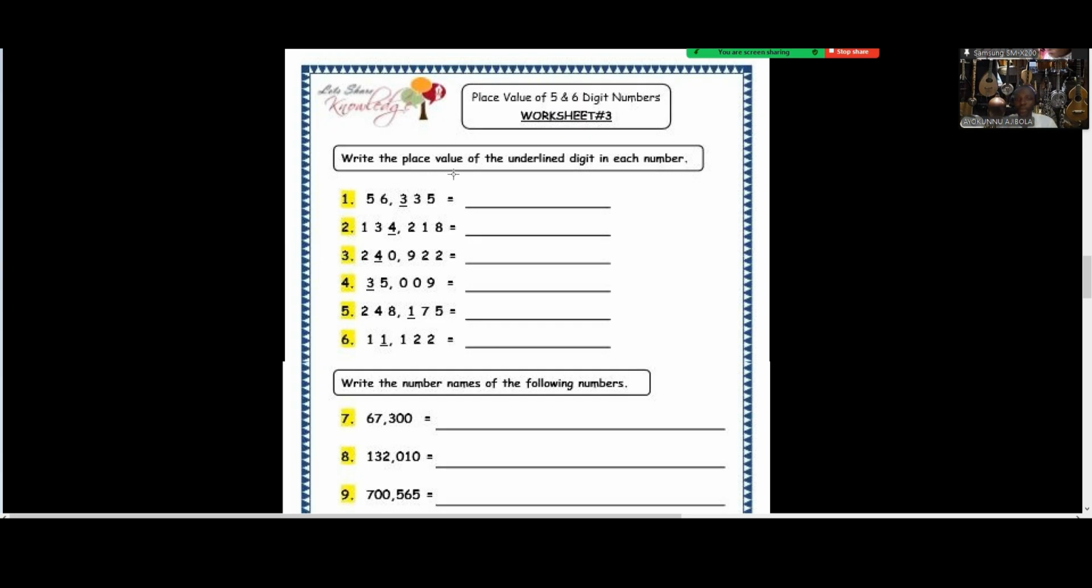So it says, write the place value of the underlined digit. So we know that the place value of 3 here is 100, right? Yes. That is 300. And the place value of 4 is 1,000, while the place value of 4 here is 10,000, okay? 10,000.